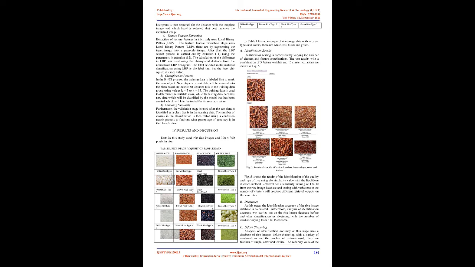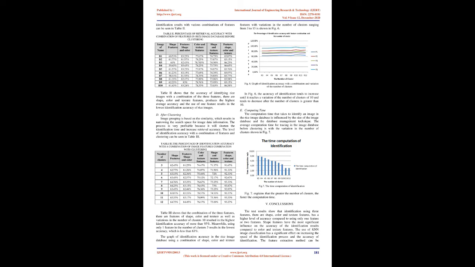The calculation of the difference in LBP was done using the chi-squared distance from the normalized LBP histogram. The label selected in the material classification using LBP is the label that has the least chi-square distance value. 3. Classification process. In the KNN process, the training data is labeled first to mark the new object.